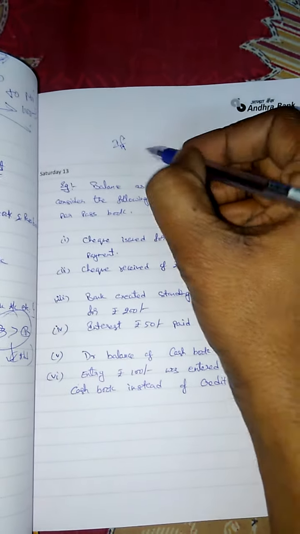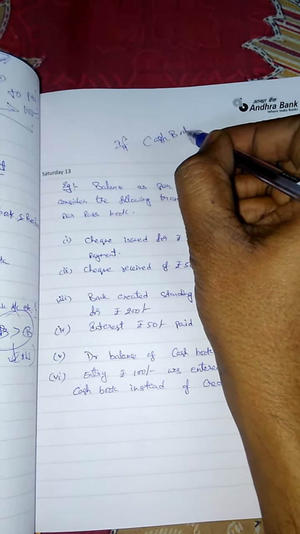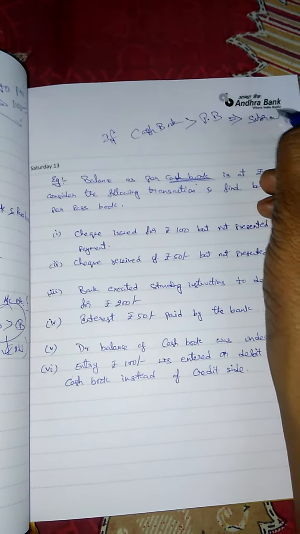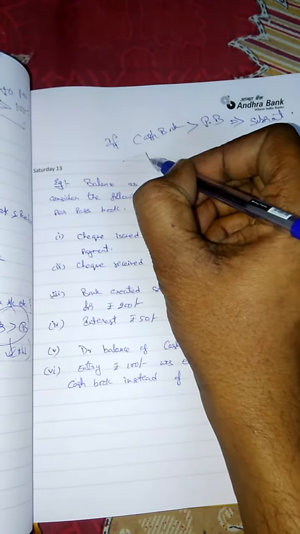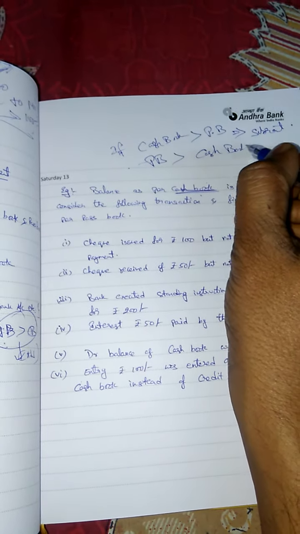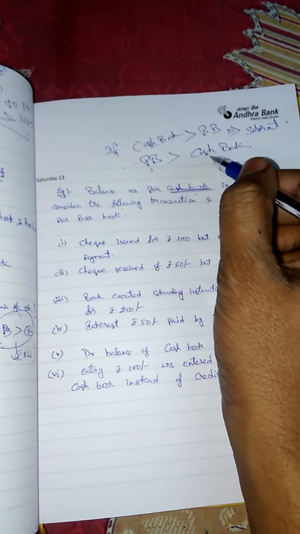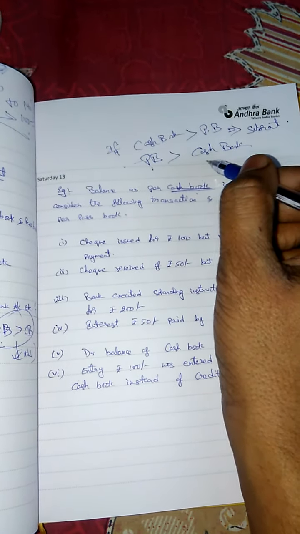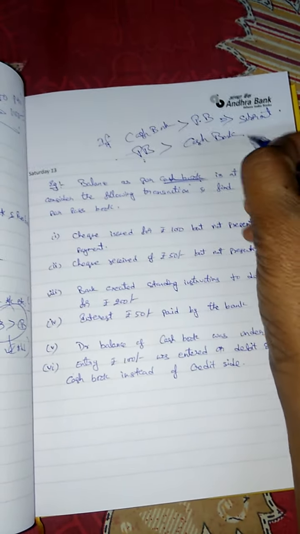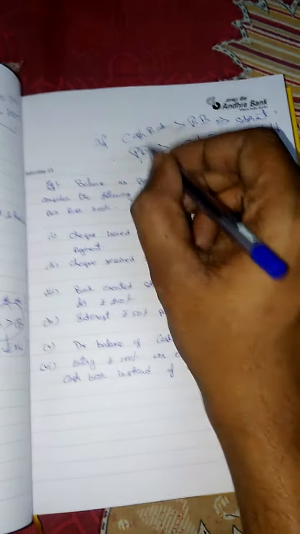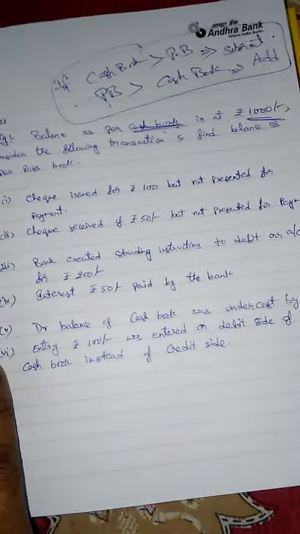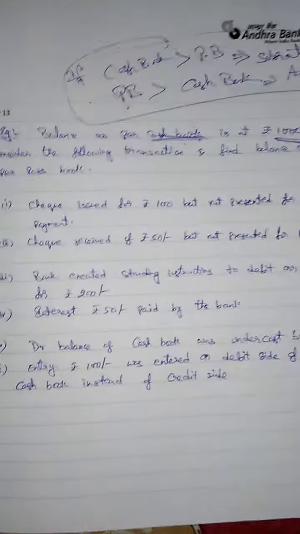That is, if cash book balance is more than passbook, then subtract the transaction. Or the opposite way, if passbook balance is more than cash book, that is, if opposite book balance is more compared to the given book balance, then add that transaction. Okay, this is the rule. Now he has given some 6 transactions. We'll try to find out whether we need to add it or subtract it, right?